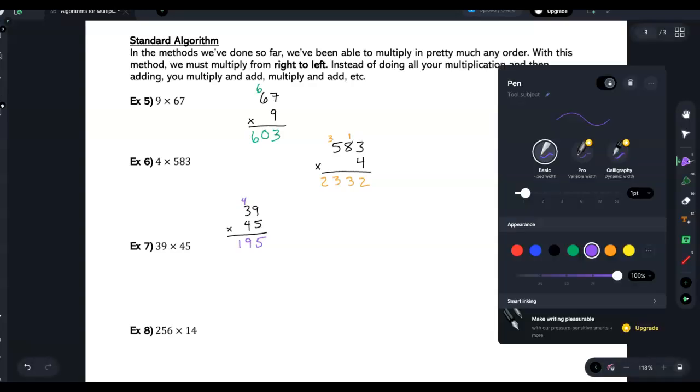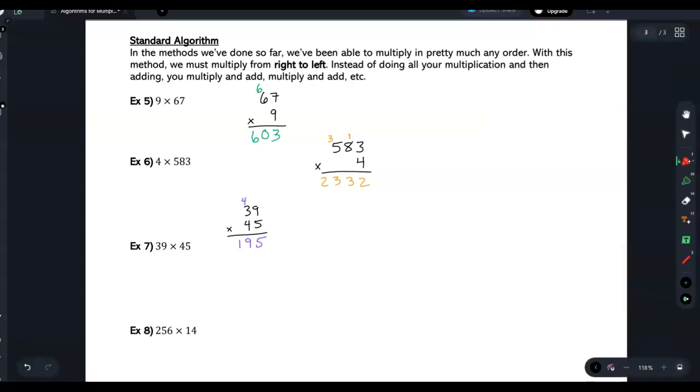So I'm going to go ahead and color code this. You would not have to, but it might make it a little bit easier to see. So now that I've taken the 5 times both digits in my first number, now I need to move on to the 4. And so I'm going to go ahead and multiply that 4 times both the 9 and the 3. So 4 times 9, if I start with that one, 4 times 9 is 36.